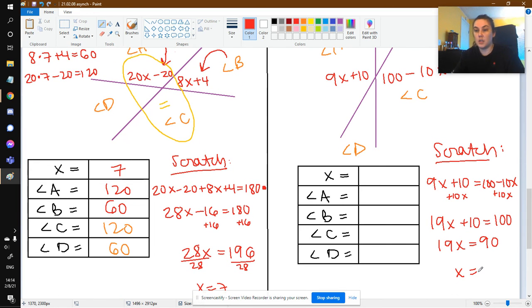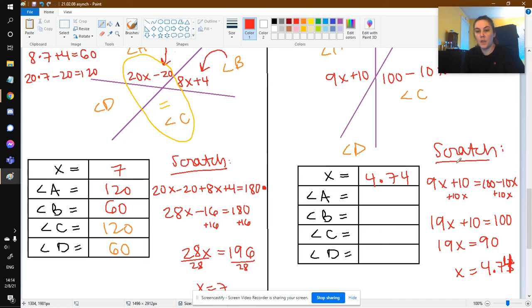And honestly, this is a disgusting number. I should have made a better question. Divided by 19, we get that x is like 4.73. It actually rounds to 4.74.